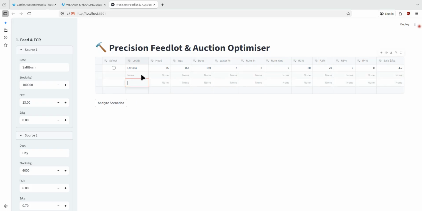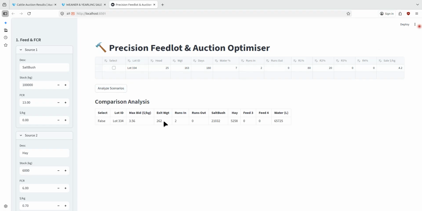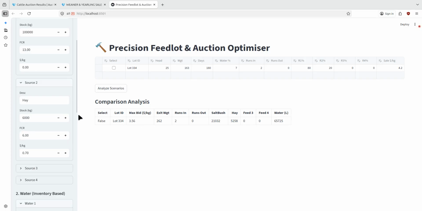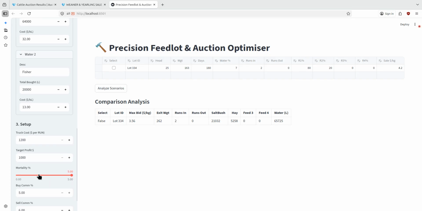multiple lots to compare into here, and I can determine by analyzing here, with that lot number, the maximum bid that I would be able to afford to buy those animals at to achieve all of those targets that I put down here with those constraints.